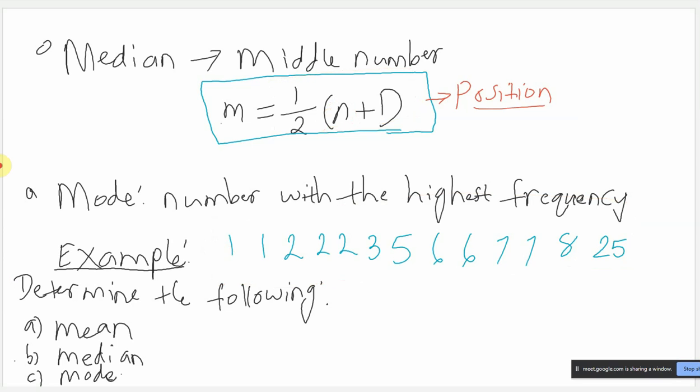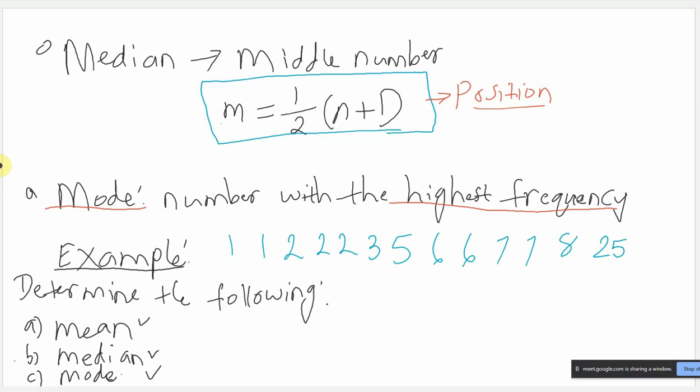And then our third term is the mode. The mode, we all know, is the number with the highest frequency. The number that you see a lot in the data, that number is called the mode. Now I have a little example here in which we are going to determine the following three measures of central tendency: mean, median, and mode.